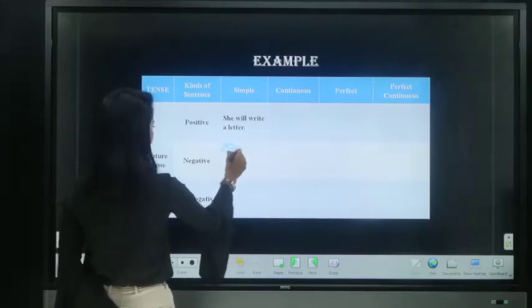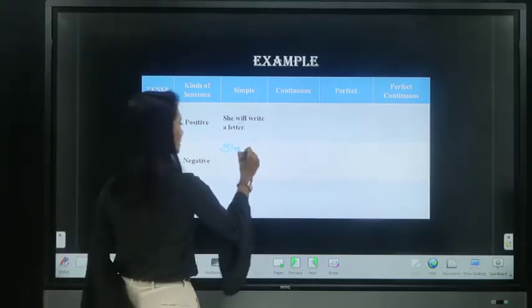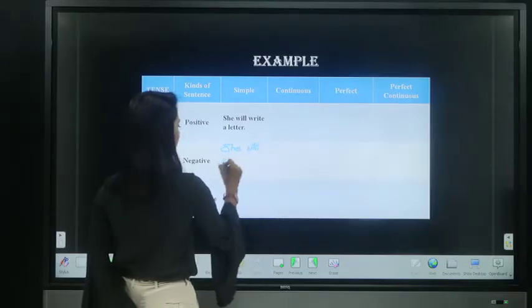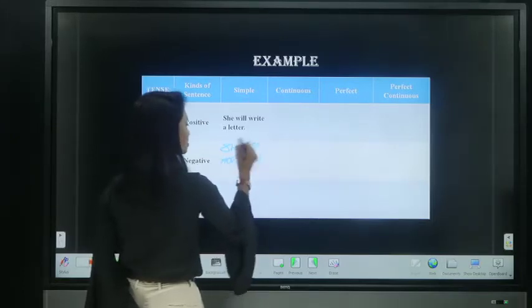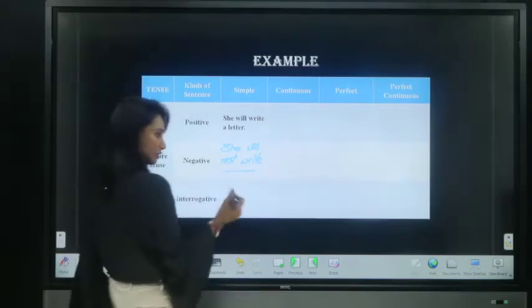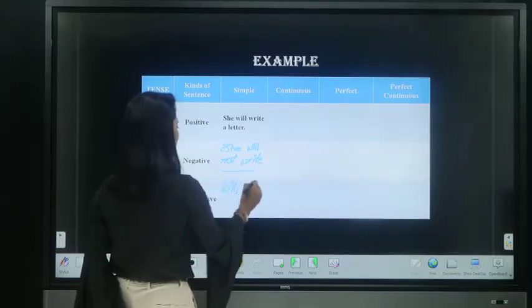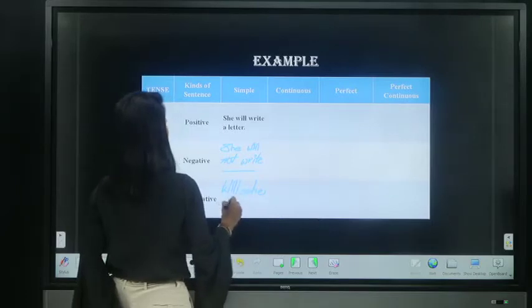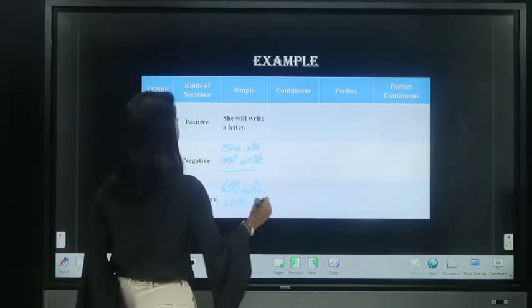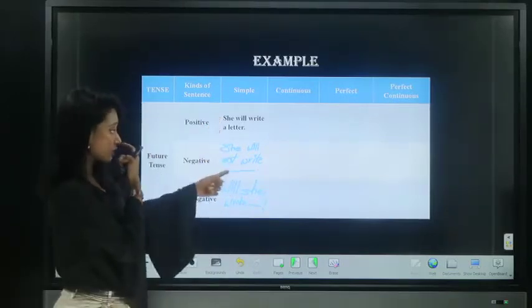Subject she. Yes, you're right, Swapna. So subject, place will, place not, plus V1 plus object. So it should be she will not write a letter. Right. And interrogative is good. You're right. Will she write a letter? So bring that auxiliary first. So will she write a letter? Good. So simple future, positive, negative, interrogative.